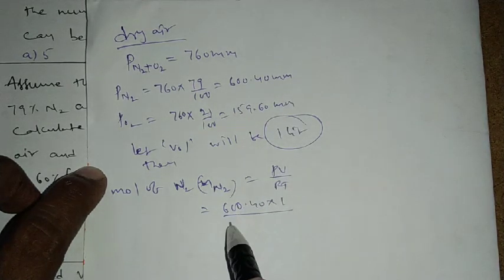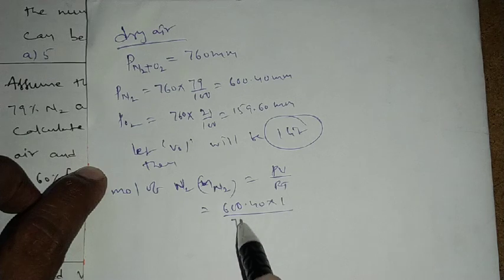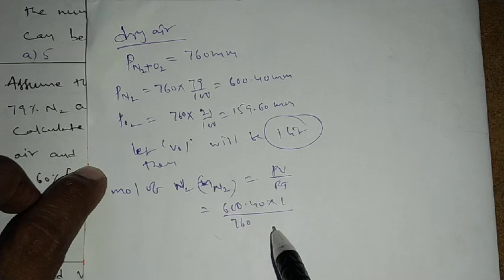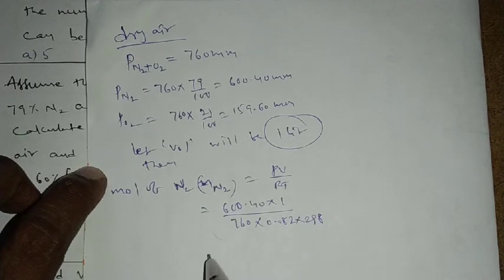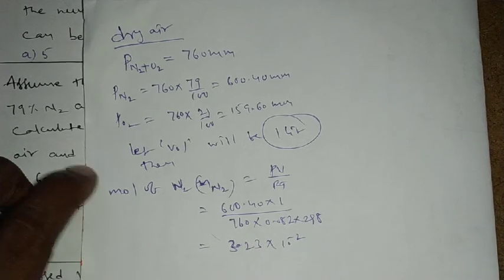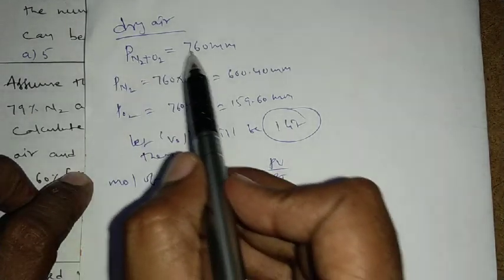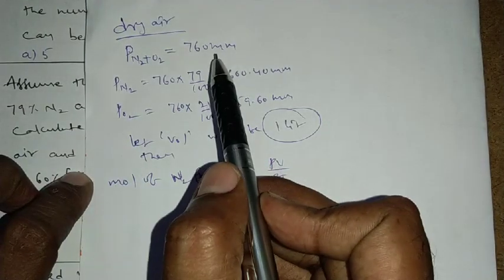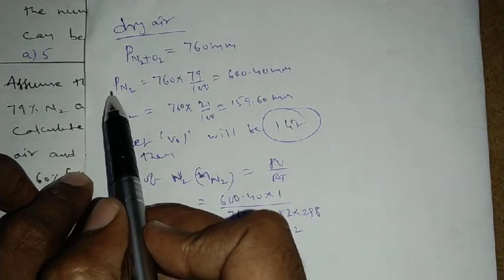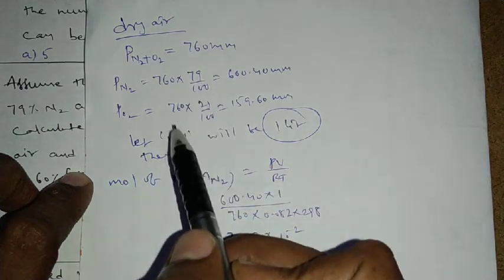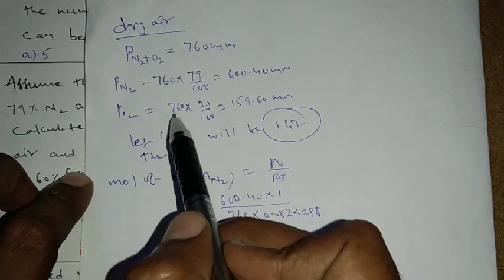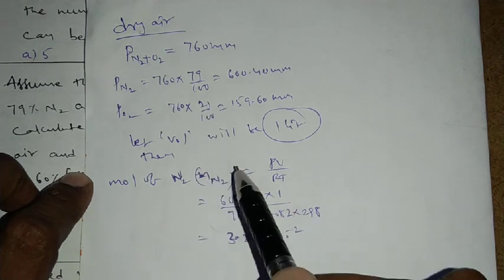That is why 600.40 by 760, in terms of atmospheres, into 0.082 into 298. So do the simplification, we get 3.23 into 10 power minus 2. So very simple procedure. First, pressure of the dry air equals 760 millimeters. In that, partial pressure of N2 equals 760 into 79 by 100 because 79% is given. Partial pressure of O2 is 760 into 21 by 100 because 21% is given.